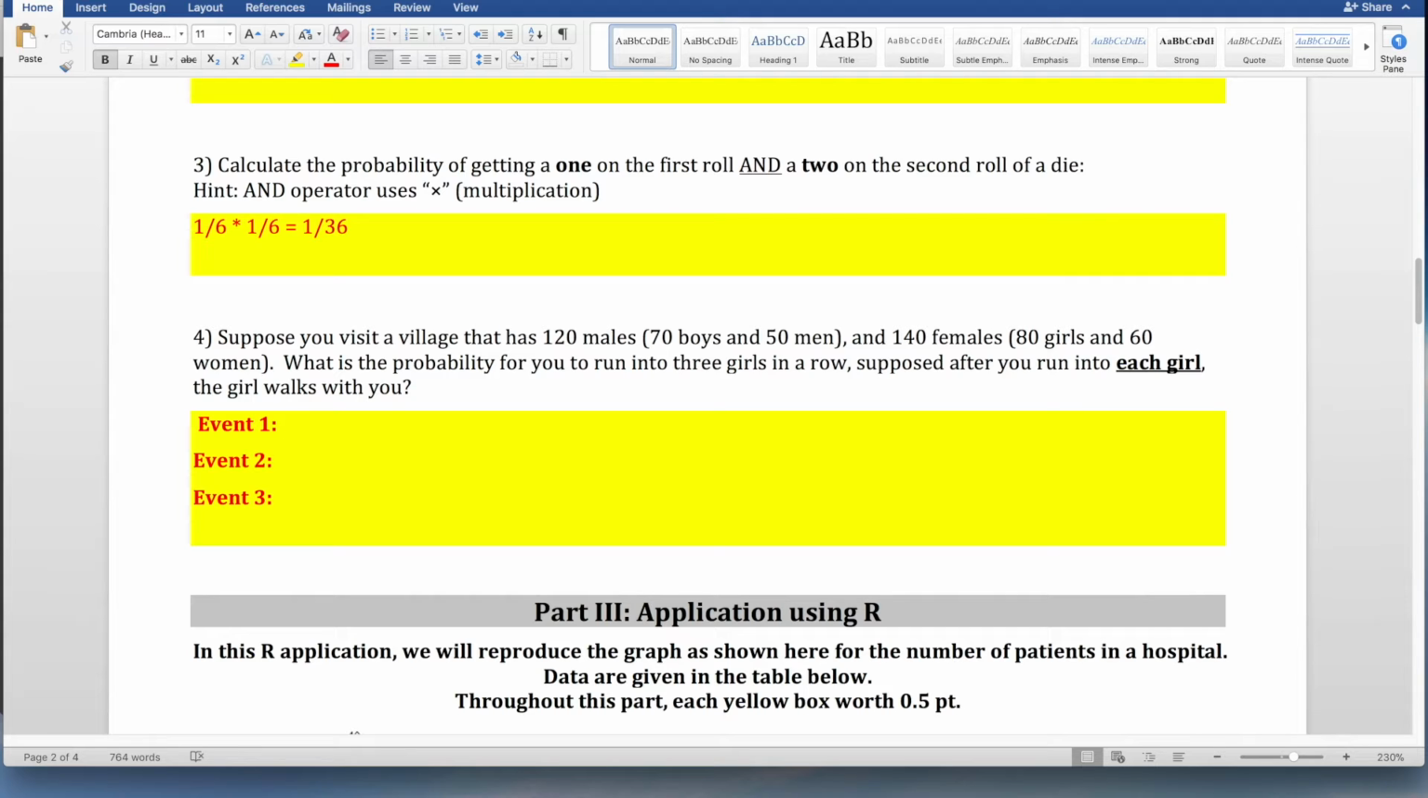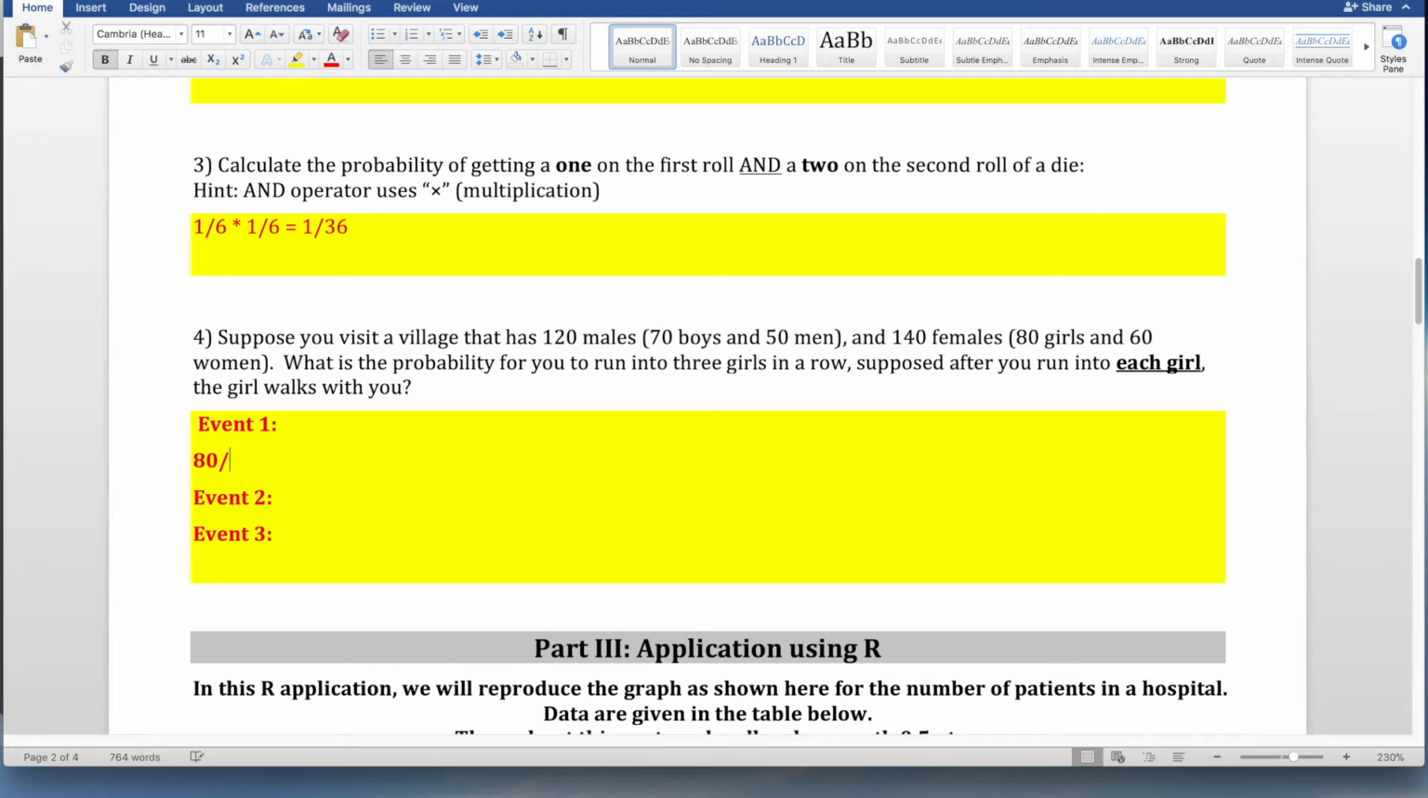So what is the probability of running into a girl on your first chance? The probability of event 1 would be 80, because we have 80 girls, over the 120 males plus 140 females. The reason we're doing that is because there are 80 girls, and you have a chance of running into anyone in the village, which would be 120 males and 140 females, and we want to know the probability of running into a girl out of all of those people. So our probability would then equal about 30.7%.